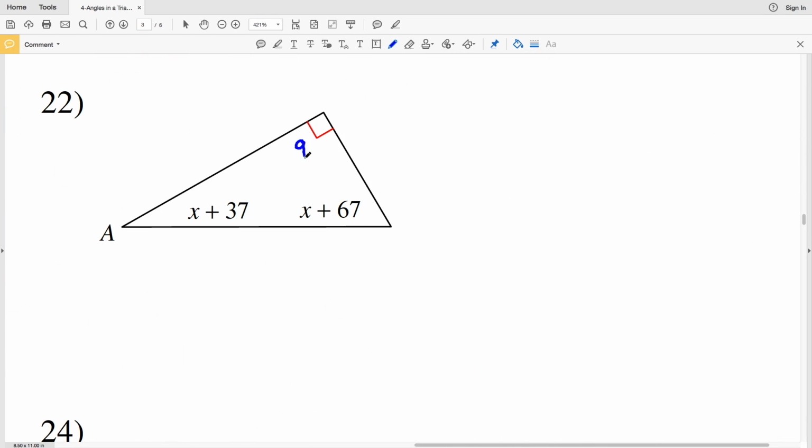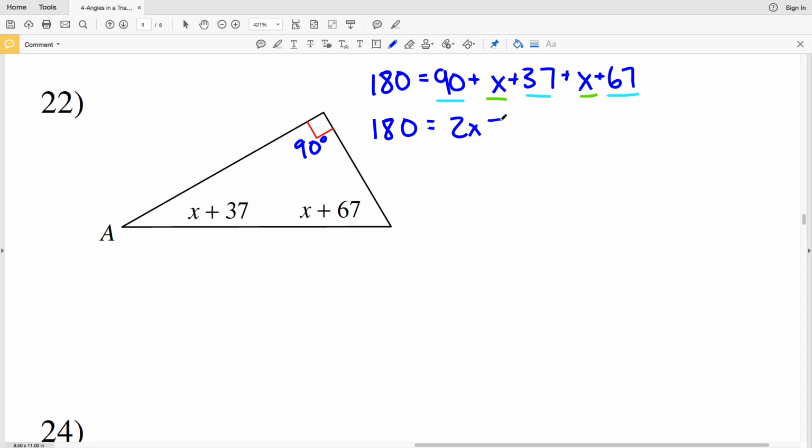For number 22, I'm given a right angle, 90 degrees, and then I'm given x plus 37 and x plus 67. So those three quantities all add up to 180. Combining my like terms, I'm going to combine 90, 37, and 67, and I'm going to combine x and x. So 180 equals 2x plus 90 plus 37 plus 67, which is 194. Subtracting 194 from both sides, I get that negative 14 equals 2x. Dividing by 2, I get that negative 7 equals x.